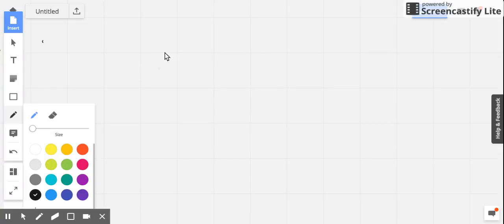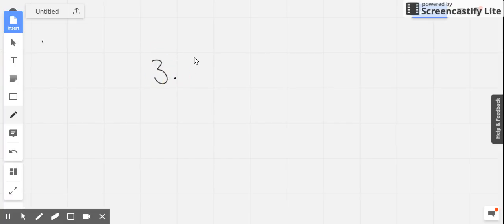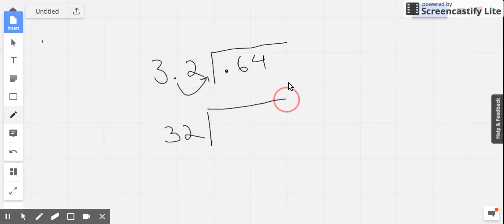Dividing decimals is the only place where it gets a little bit different. So if we have 3.2 into 0.64, we don't really want to have a decimal place out here, so instead of 3 2/10, we move the decimal place over once, making it a full 32. But if we do that, we also have to move the decimal place in the dividend. So if we're going to move it in the divisor, we have to also move it in the dividend. So if we moved it one place here, we have to move it one place here. So we end up with 32 into 6.4.